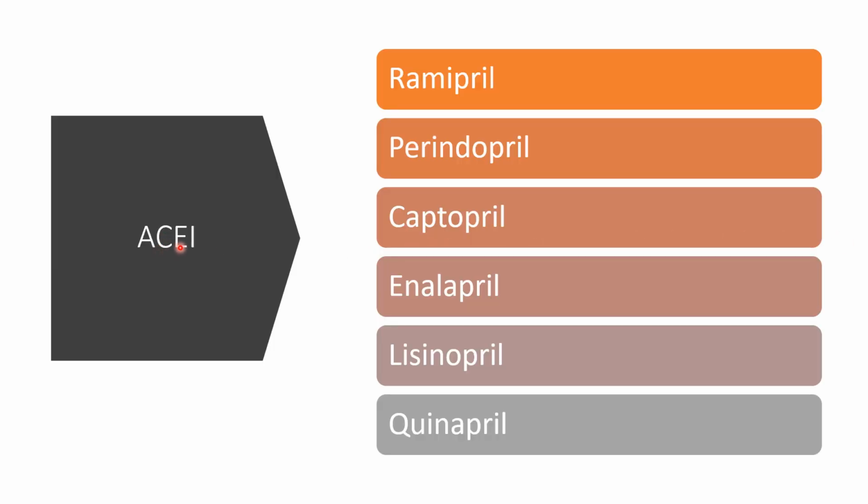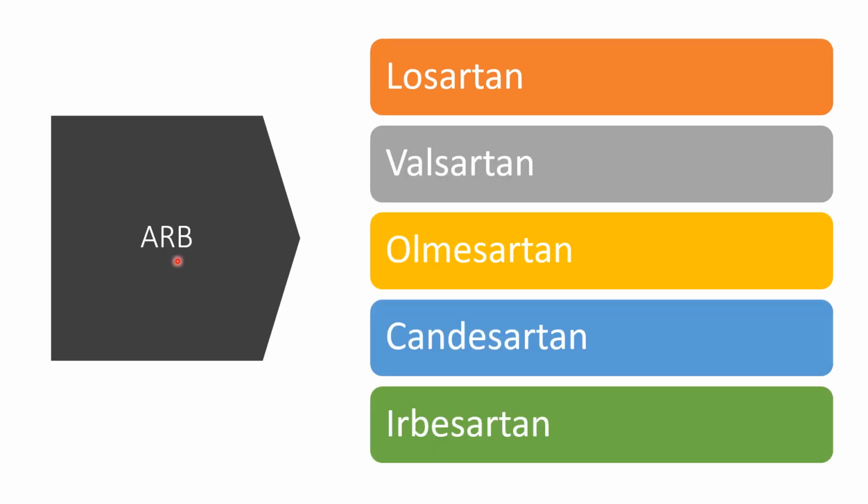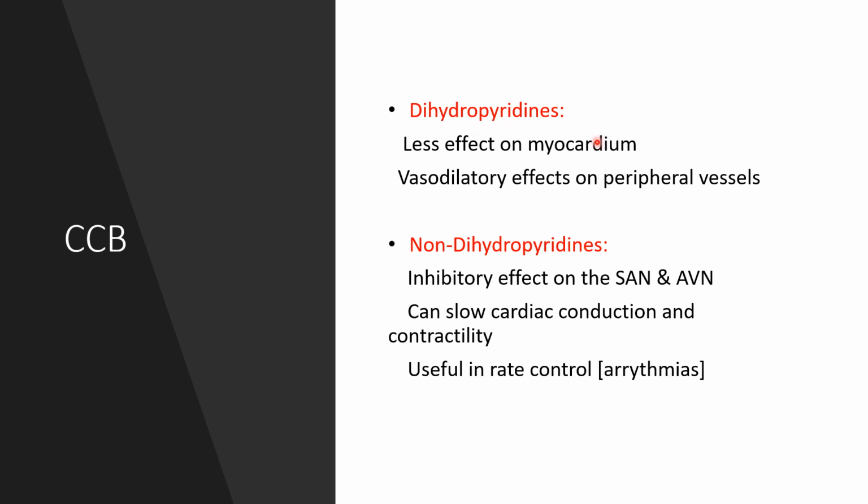Now, angiotensin converting enzyme inhibitors like ramipril, perindopril, captopril, enalapril, lisinopril, quinapril. But if there's angioedema, then you change. Angiotensin receptor blockers: losartan, valsartan, olmesartan, candesartan, irbesartan. Many companies are combining these with some other medications. Now, dihydropyridines. The dihydropyridines are less effective on myocardium, but they are very good with vasodilatory effects on peripheral vessels. So good for hypertension and migraine and so on.